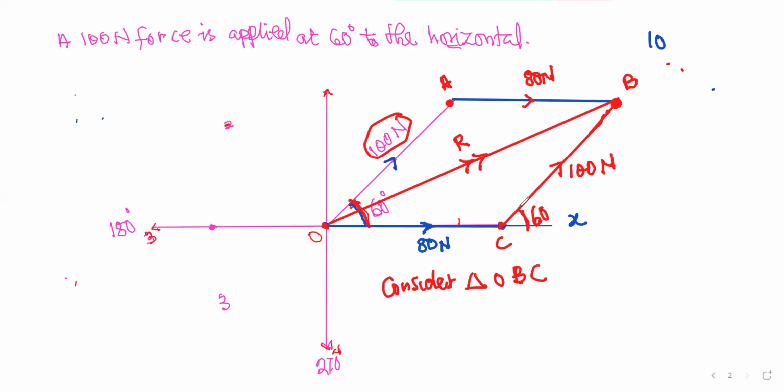If this angle is 60, class, what will be this angle? 120, when you subtract it from 180. Good. So considering triangle OBC, it doesn't look like a right angle triangle, does it? No, sir. So we cannot use Pythagoras theorem. To solve this, we need to use the cosine rule.